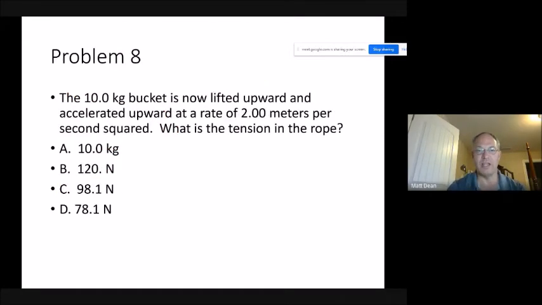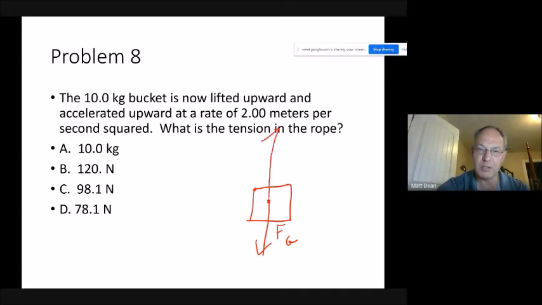All right, here's one more take on that problem. So now we have the same bucket. This time the bucket is accelerating, and it's accelerating upward. So we have Fg acting down. Since the bucket's accelerating up, there's got to be a net force in the upward direction. So I'm going to draw this arrow longer than the gravity arrow. This is my tension. And I can calculate how much tension by, first of all, calculating the net force.